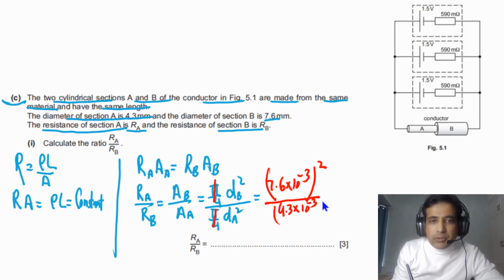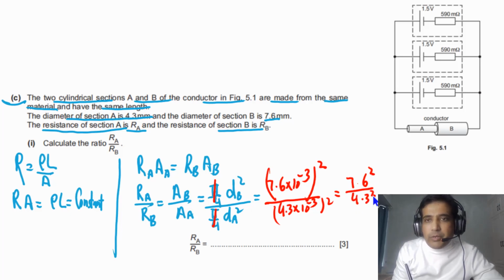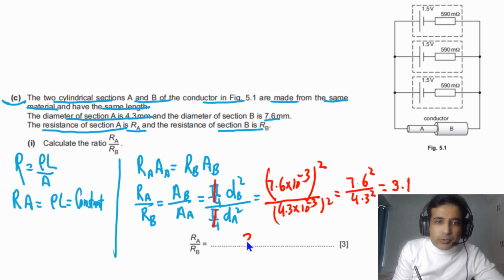So in this case, 10 to minus 3 will be cancelled with this one. So simply we are left with 7.6 square divided by 4.3 square. Now if we solve this one, our final answer will be equal to 3.1. So this is the ratio between RA and RB. So this is how you can approach this problem.